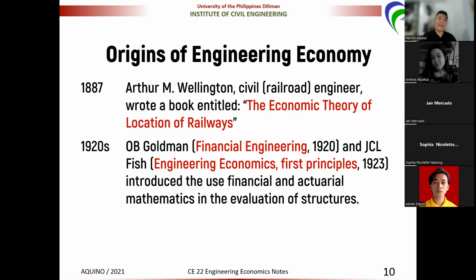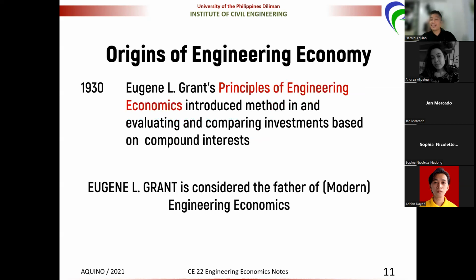Actuarial mathematics, on the other hand, deals with cash flows being probabilistic in nature. So ito yung ginagamit na math for the insurance industry. So may kasamang statistics, para pinagsama siyang statistics and economics na mathematics. And in 1930, Eugene L. Grant introduced a method in evaluating and comparing investments based on compound interest in his book called The Principles of Engineering Economics. And as such, Eugene Grant is considered the father of modern engineering economics.